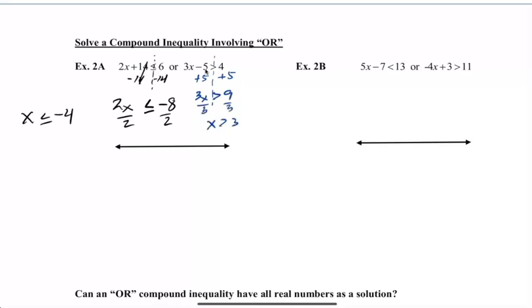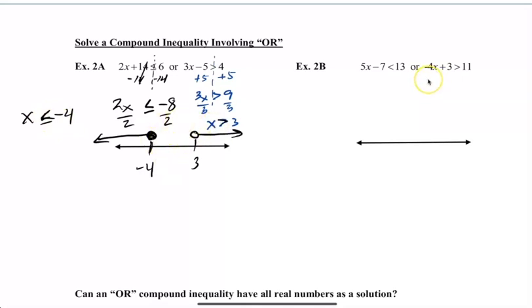That's easy enough. We're going to put -4 on the left, 3 on the right. And really, it's just two separate graphs. -4 is here. Again, follow the arrow. It's going that way. It's a closed circle because of the equal to sign. 3 is on this side. Open circle, and we're going to go that way, right? Follow the arrow. So that's the graph.